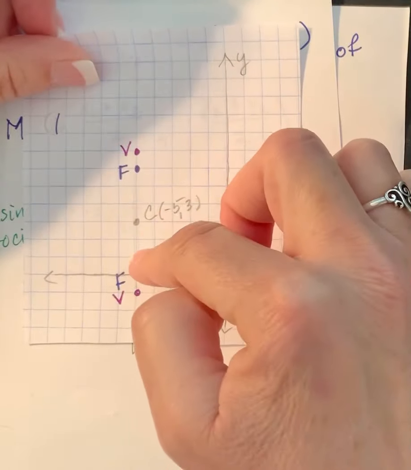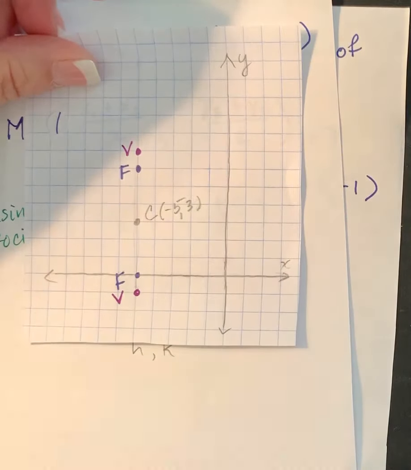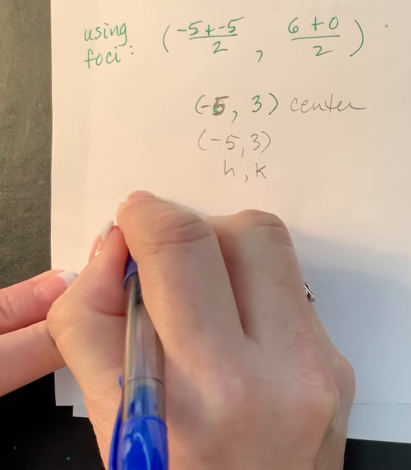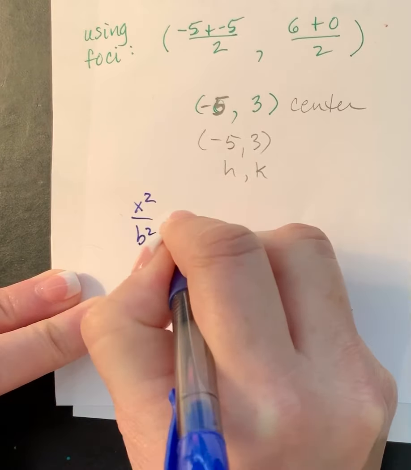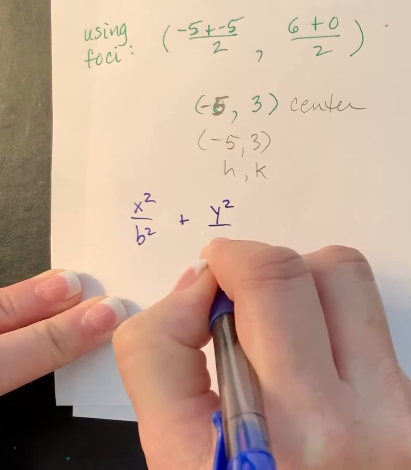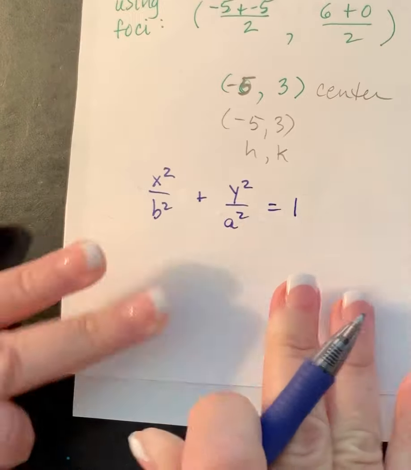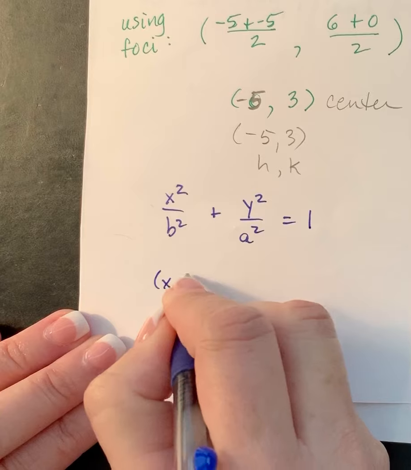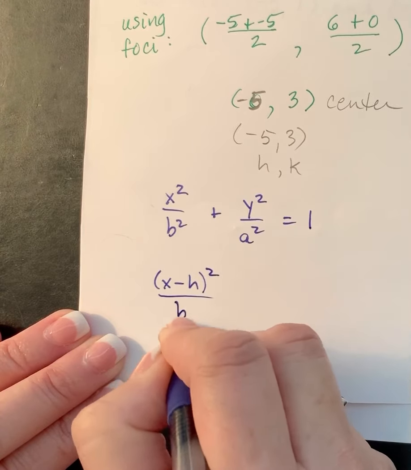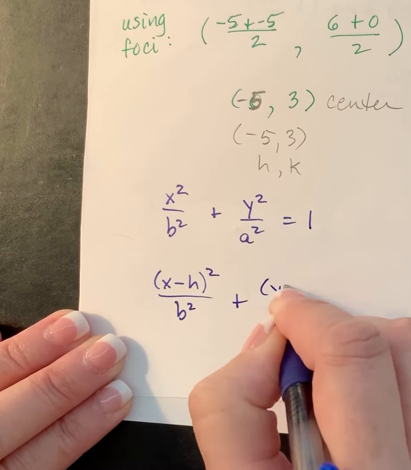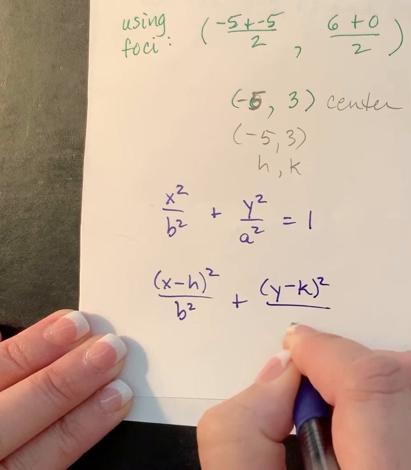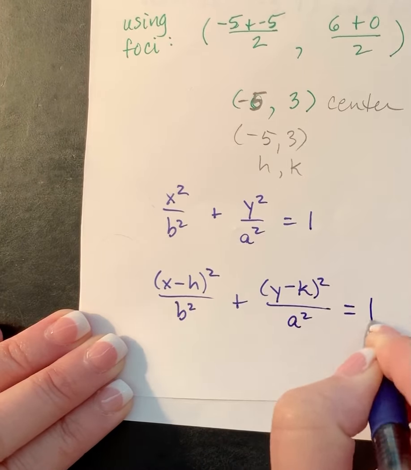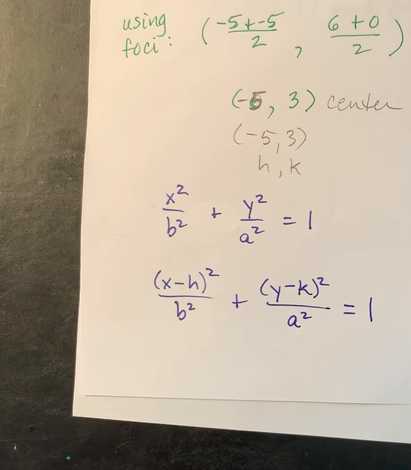All right? Now, we said that the major axis is vertical. So we know we'll be using the form x squared over b squared plus y squared over a squared equals 1. We will have to account for the center, so (x minus h) squared over b squared plus (y minus k) squared over a squared when we put the center in. Okay, so what are the a and the b?